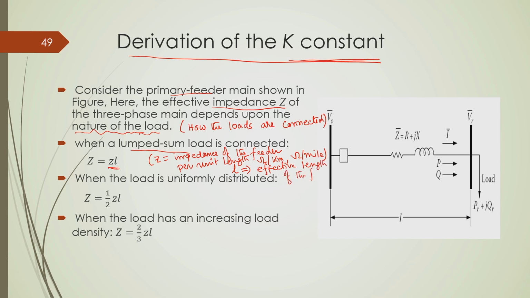Now, this effective length is equal to the actual length when we have lump sum load connected. That means loads are aggregated and connected at the end of a distribution line like this. This figure shows the substation, and here we have all the loads connected, and this is the power demand of that particular load. Now, if the load is uniformly distributed, L effective becomes half of the actual length. This is already derived, and if you put it in this expression, you will get the effective impedance as half of ZL.